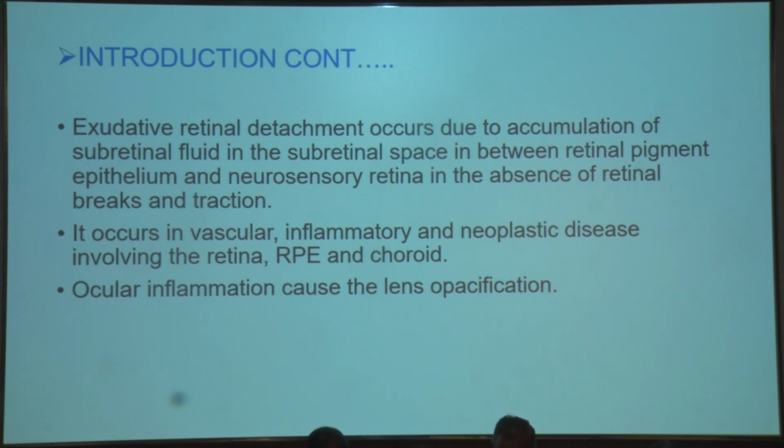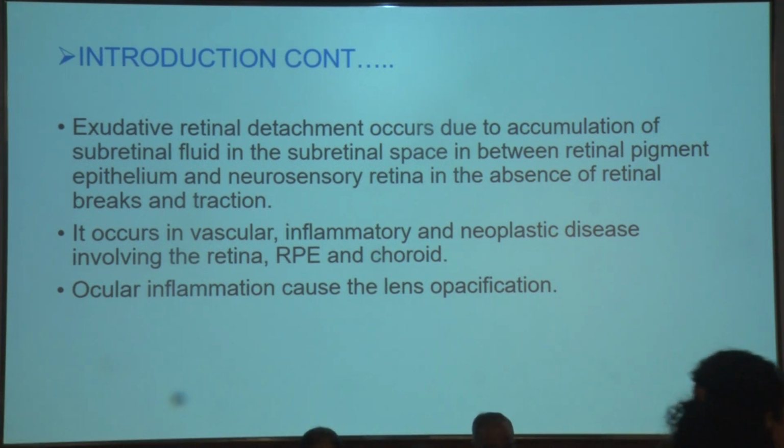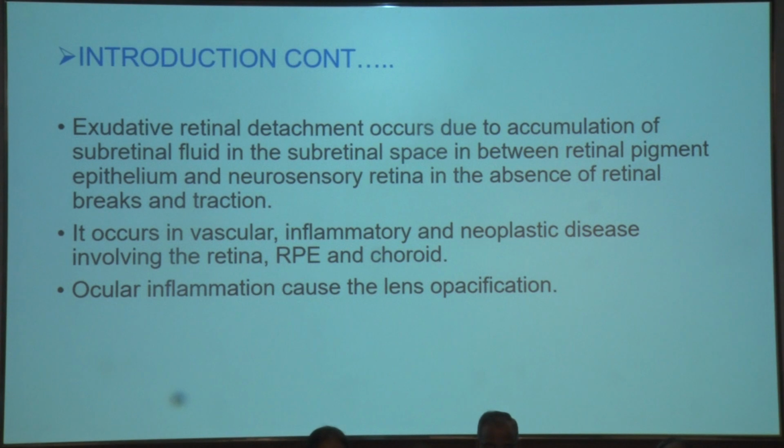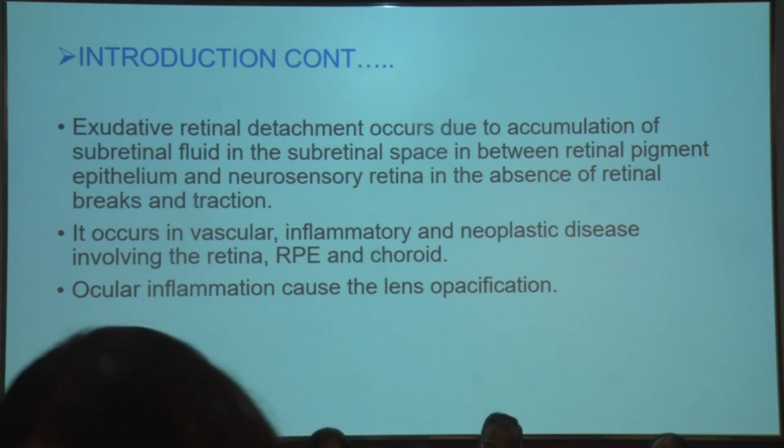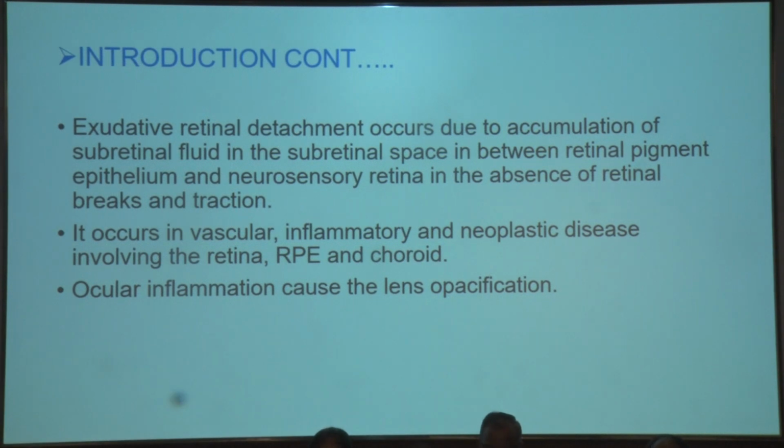Exudative retinal detachment occurs due to the accumulation of subretinal fluid in the subretinal space, that is present between the retinal pigment epithelium and neurosensory retina, in the absence of retinal break and traction. Exudative retinal detachment occurs in vascular, inflammatory and neoplastic diseases involving the retina, retinal pigment epithelium and choroid. Ocular inflammation also causes lens opacification.